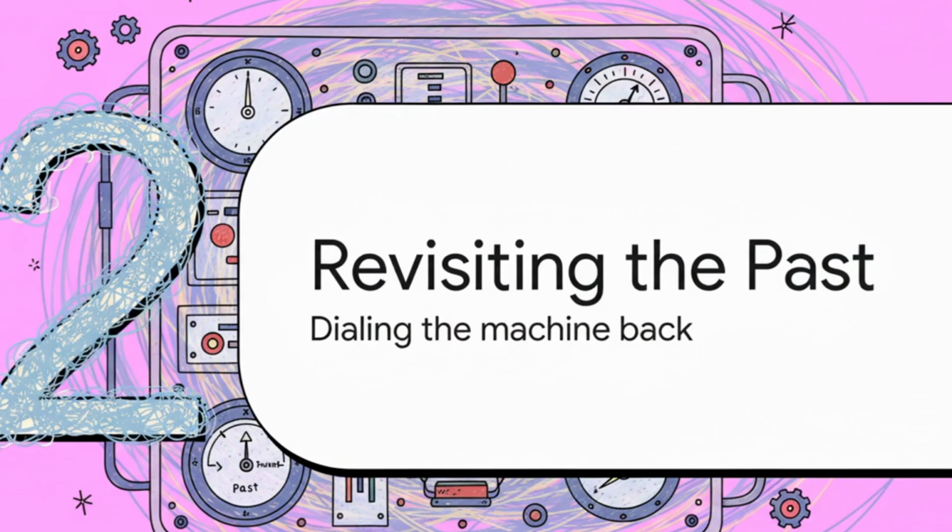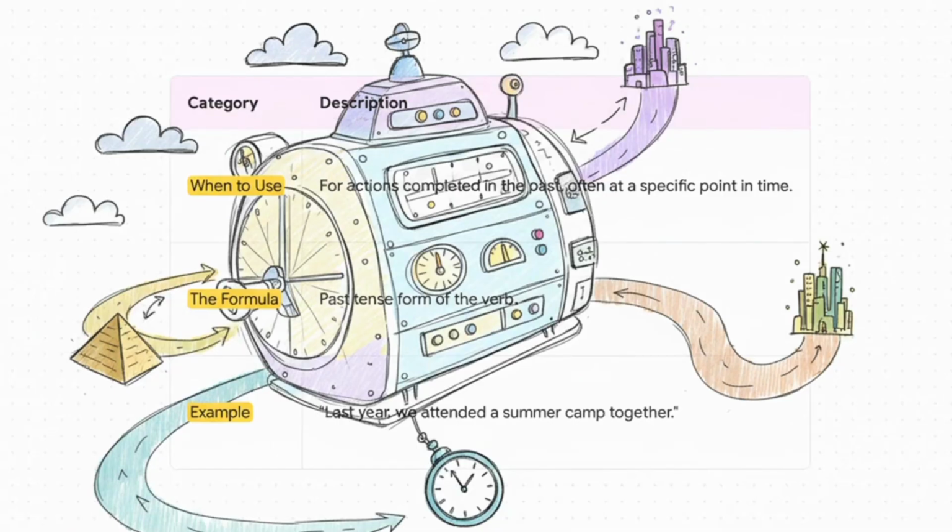Okay, we've got a good grip on the now. So, let's dial our machine back in time. It's time to revisit the past. This is your go-to for telling stories. The simple past is for actions that are 100% finished, totally done, usually at a specific time.